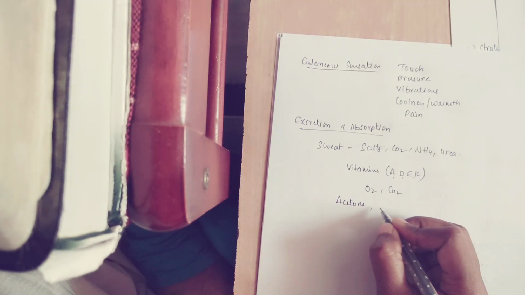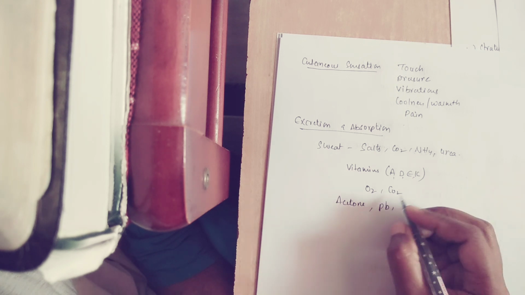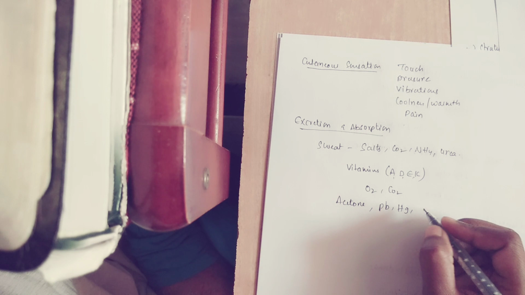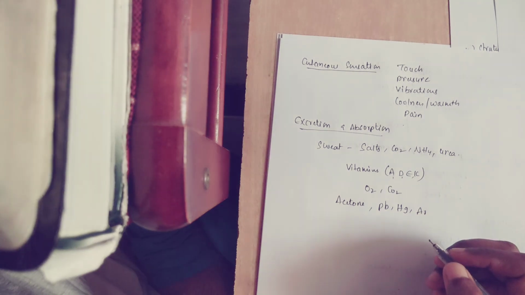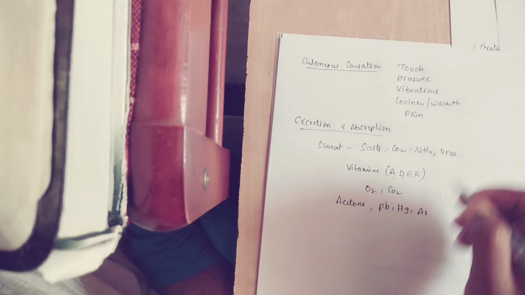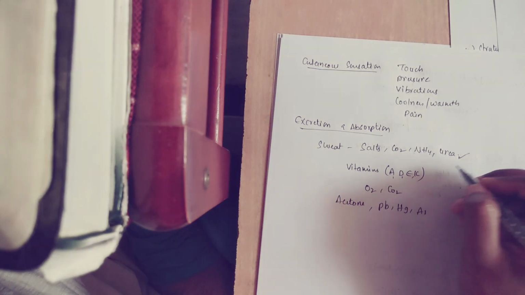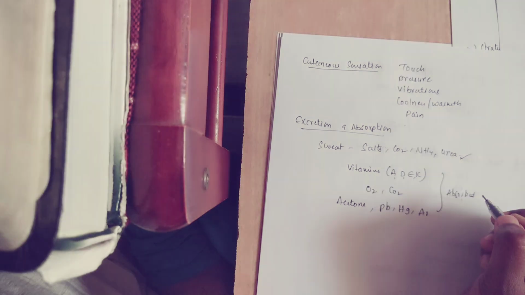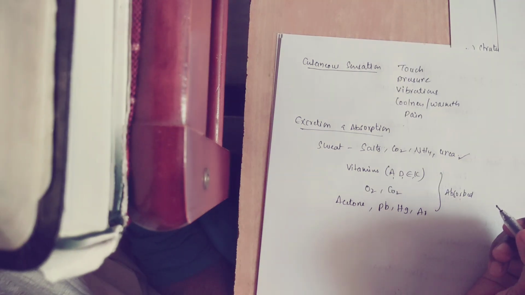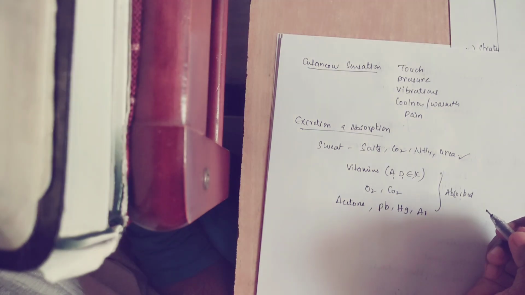Okay, the next ones are lead, mercury, arsenic, or some other toxins. These types of toxins can also be absorbed through the skin. Is it clear? See, these are going to be excreted or removed from the body, and these are going to be absorbed through the skin. Okay, this is all regarding the different functions of the skin. This is all about the skin.